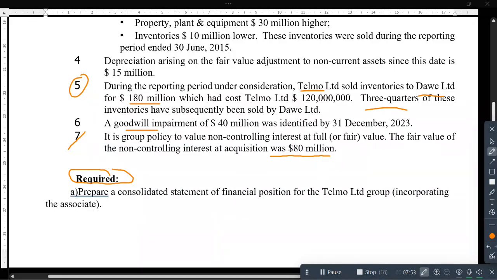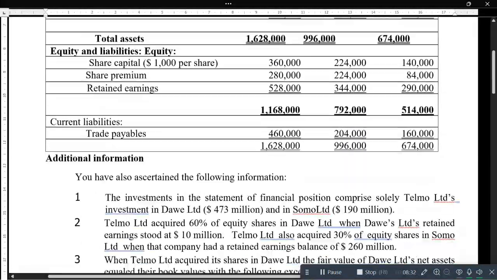Prepare a consolidated statement of financial position for Teremo Limited Group, incorporating the associate. Remember I told you you consolidate the parent and subsidiary, but here they are telling us incorporating associate. It doesn't mean also consolidate the associate, but rather it means if there is any associate, please account for it under its applicable standard, that is IAS 28, investment in associate. Then you bring it in as investment in associate, a non-current asset. Yes, we shall do that. Hope this question is very clear. Now we are going to start.